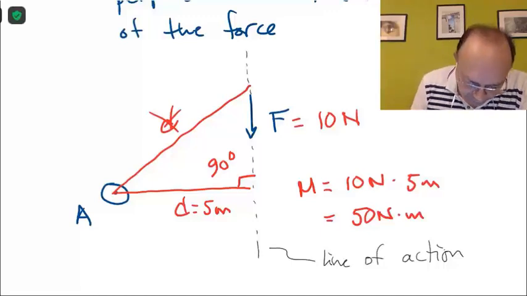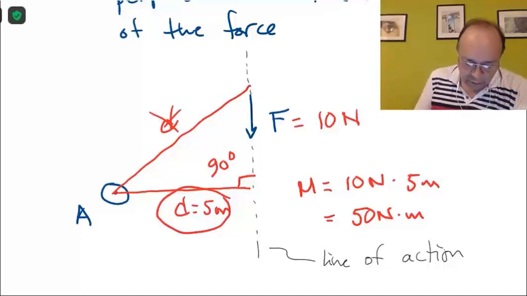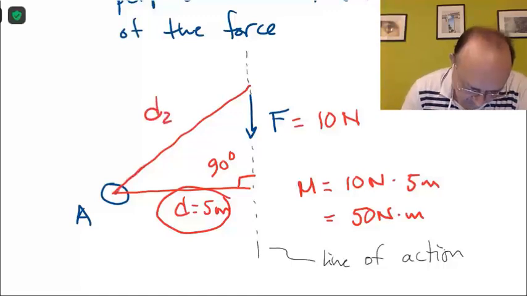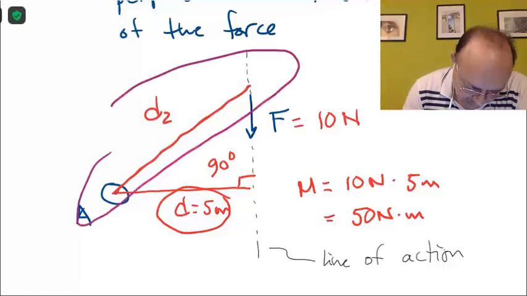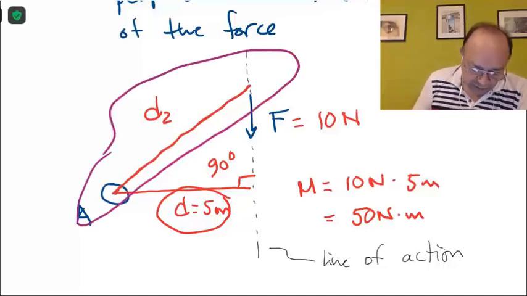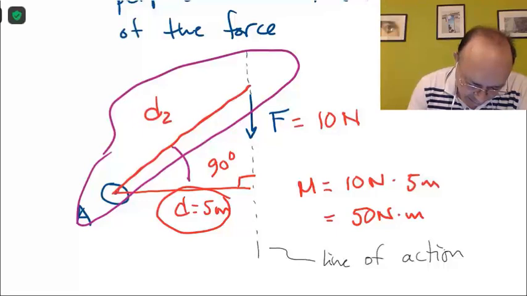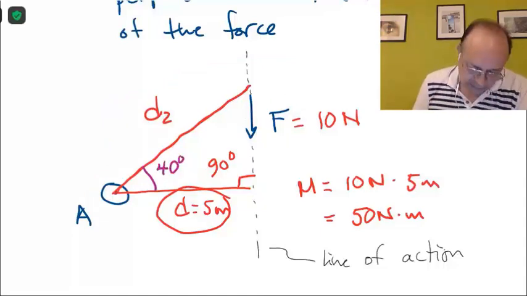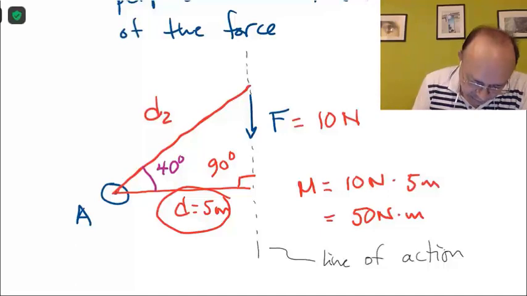So if we don't have this distance perpendicular to the force, we cannot calculate the moment. If we have this one right here, let's call it D1 or D2. If this is the distance that we have, we have to find a way to obtain the perpendicular distance. For example, we might have the angle here. If we have the angle here, let's say this is 40 degrees, then we can calculate this one here.